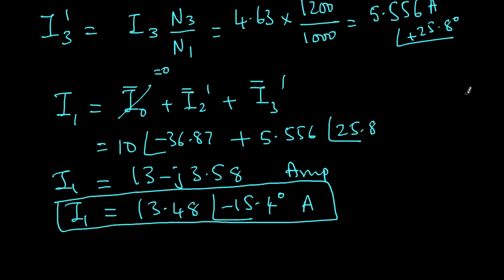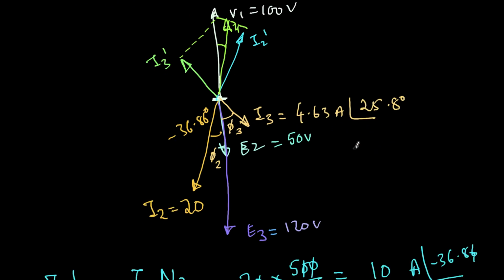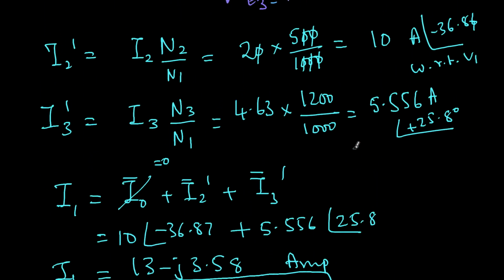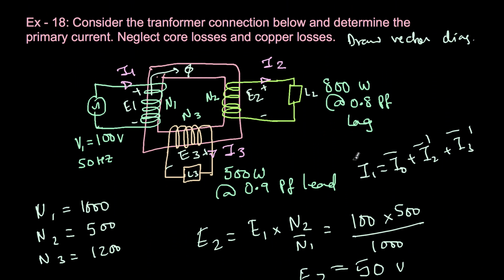I hope now you understood how we have solved it. We have added these two, and by adding these two, I got some current I1, which is 13 point something amperes, about minus 15 degrees behind. As many coils as there are, that many equivalent currents will come up on the primary side, and it is just adding everything vectorially to finally know the current. I hope you understood something from this problem.